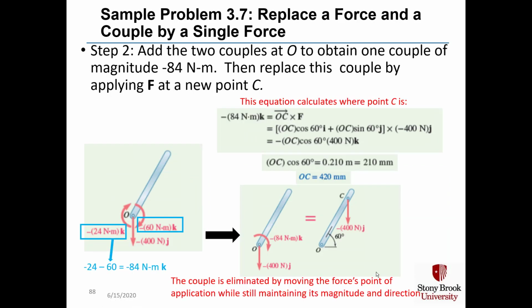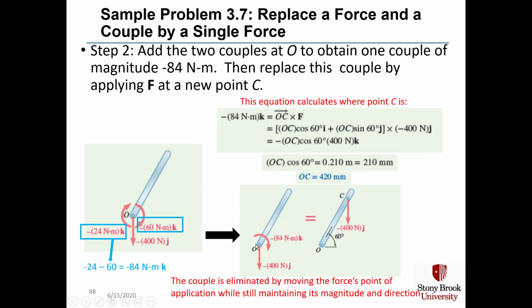But moments can be added, and it's easy to add moments when they have exactly the same direction. Minus 24 minus 60 is minus 84 Newton meters in the K direction. And now we can show a minus 84 Newton meters in the K direction and a minus 400 newtons in the J direction acting at point O.